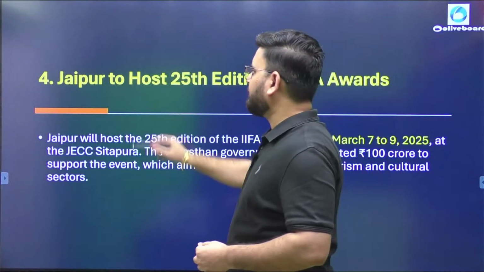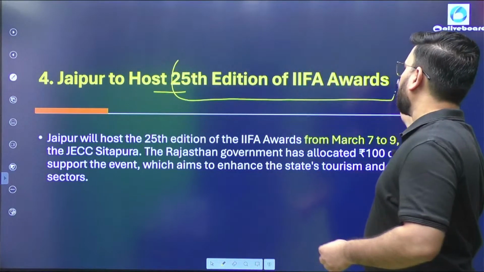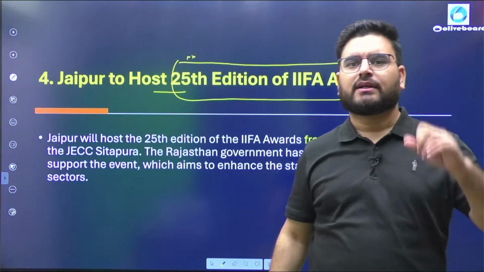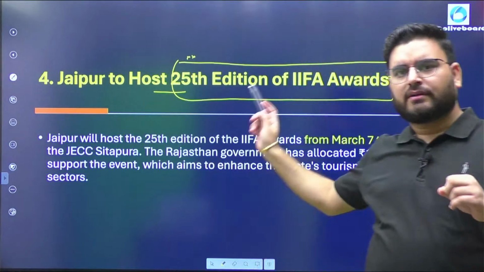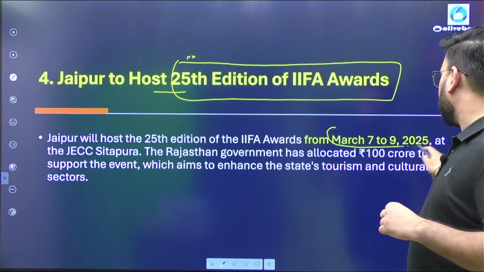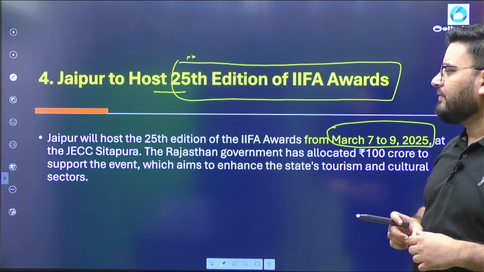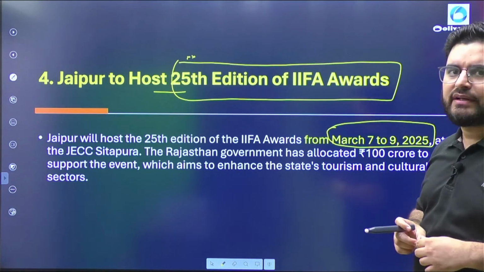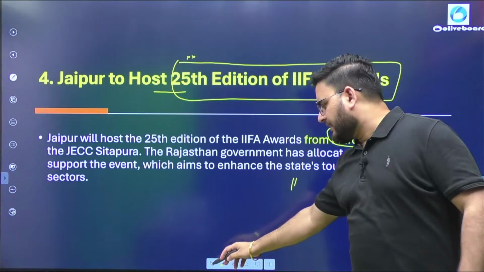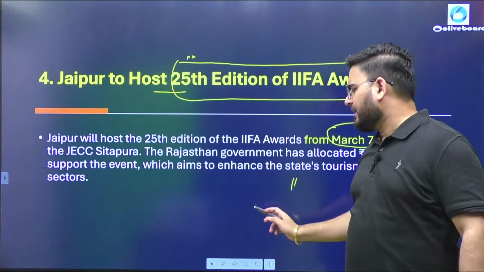Next, we have Jaipur to host 25th edition of IFA Award. Very, very important. Which city is going to host the 25th IFA Award? Jaipur. Right? So from March 7th to March 9th in 2025, Jaipur will be hosting the 25th award. These are the direct facts you have to remember. Nothing more.